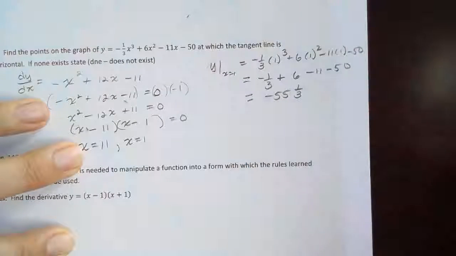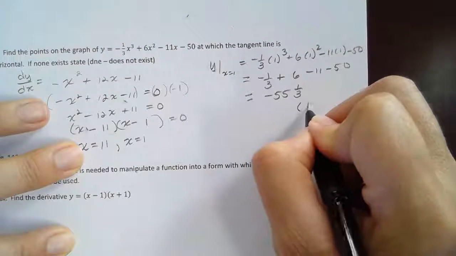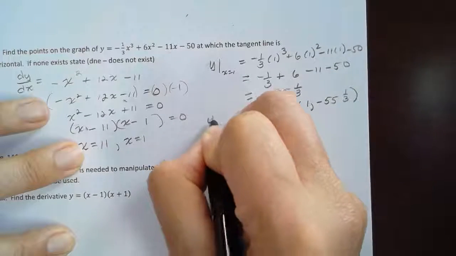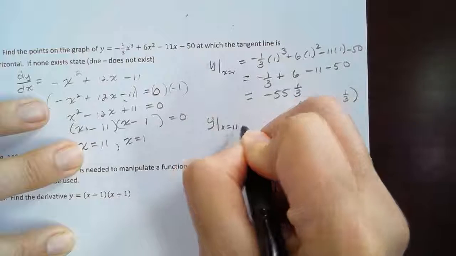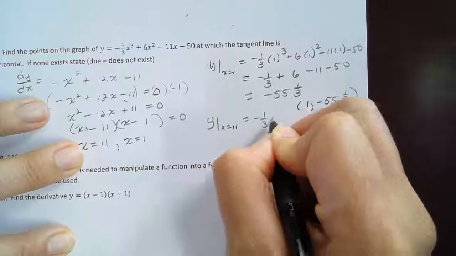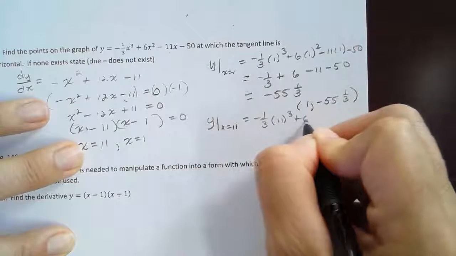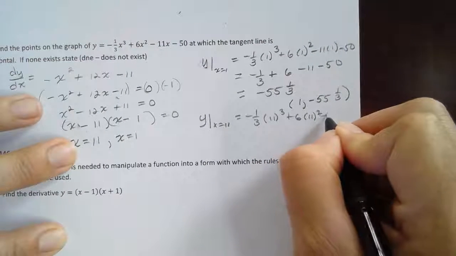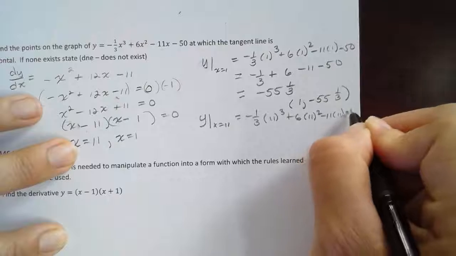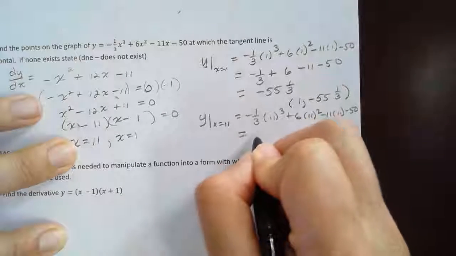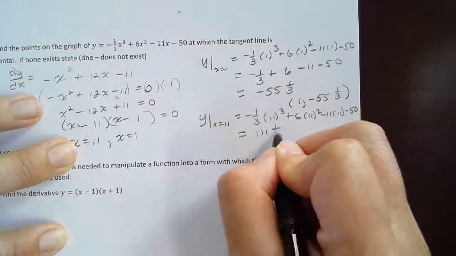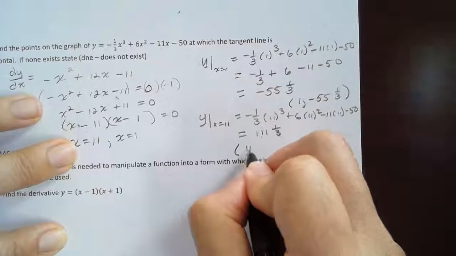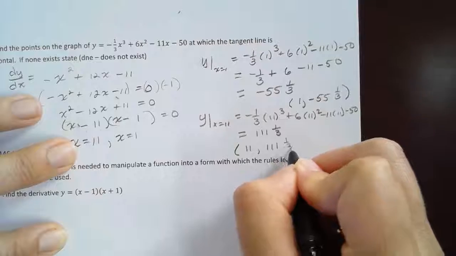I would go back and check that with your calculator. So the ordered pair will be 1, negative 55 and 1/3. We evaluate for x is equal to 11. I've got negative 1/3 times 11 cubed plus 6 times 11 squared minus 11 times 11 minus 50, which is 111 and 1/3, leaving you with an ordered pair of 11, 111 and 1/3.